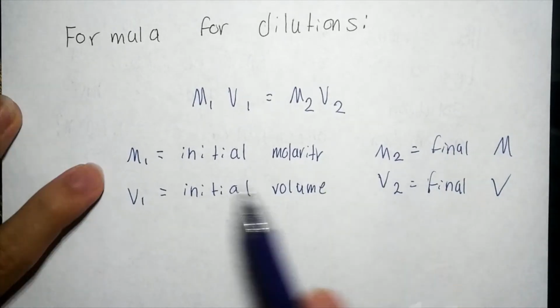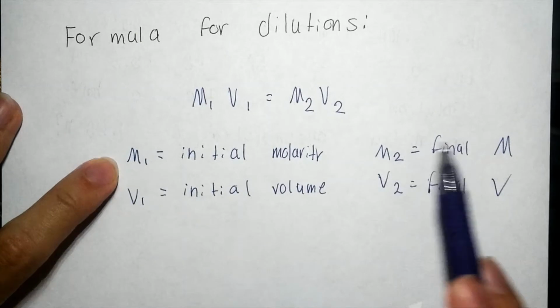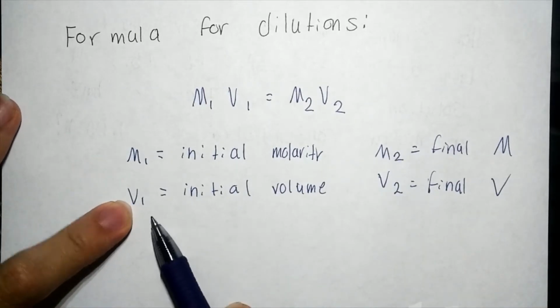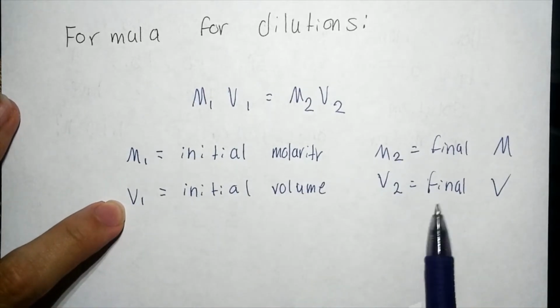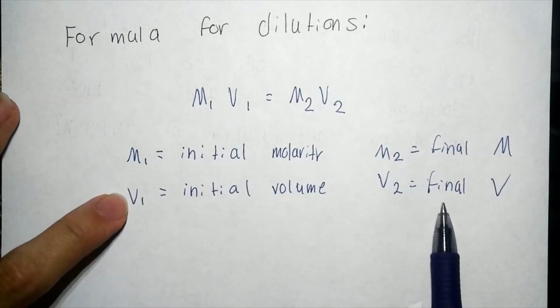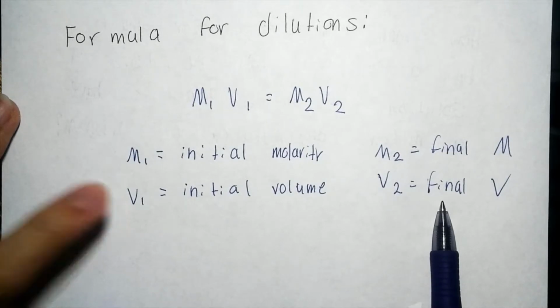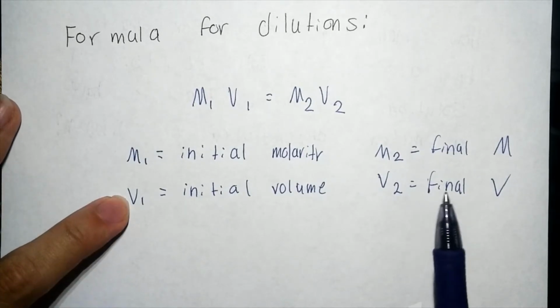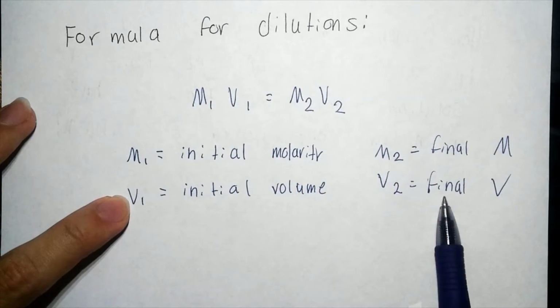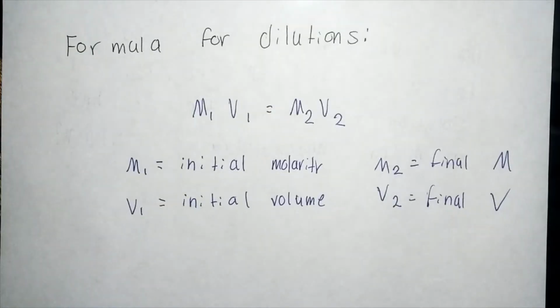Typically, your units are going to be molar for molarity and liters or milliliters for volume. For volume, it really doesn't matter which one you pick as long as it's the same one. That means that if your initial volume is in milliliters, your final volume needs to be in milliliters. If your initial volume is in liters, your final volume should be in liters. All right, so pretty basic formula. Let's get into an actual problem.